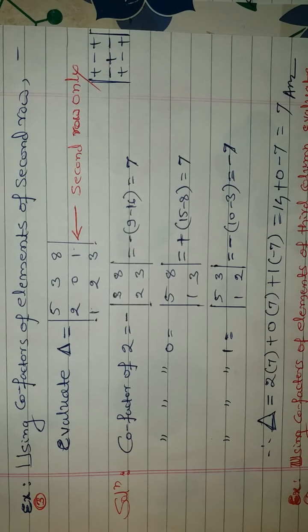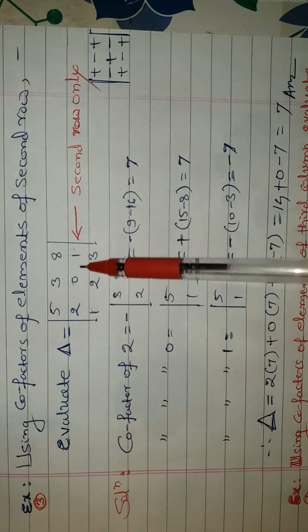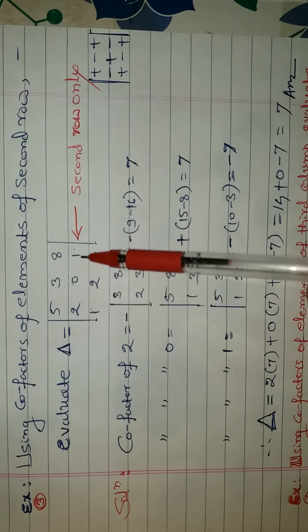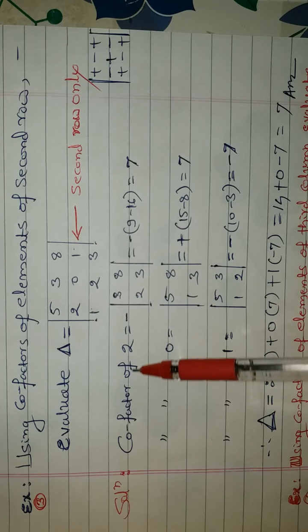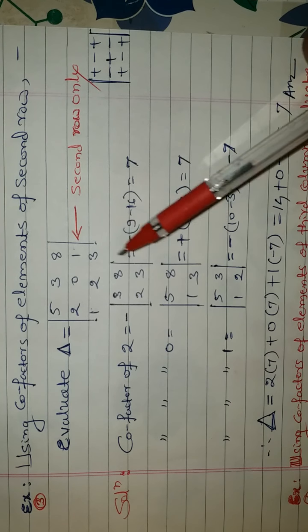First you understand the question, what is the required answer? What should I do? First I have to find the cofactors only. No need to find the minors. He requires only cofactors of the second row. What are the elements belonging to the second row? 2, 0, 1. We only have to find the cofactor of 2, cofactor of 0, cofactor of 1 from the given determinant delta.